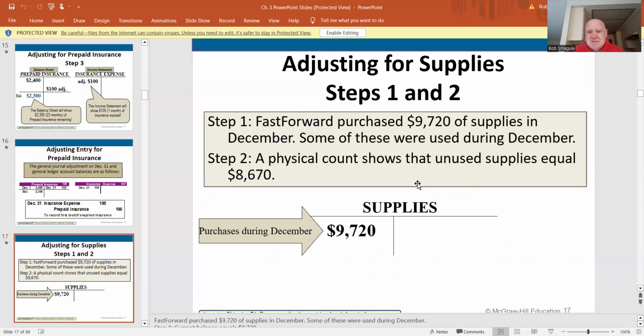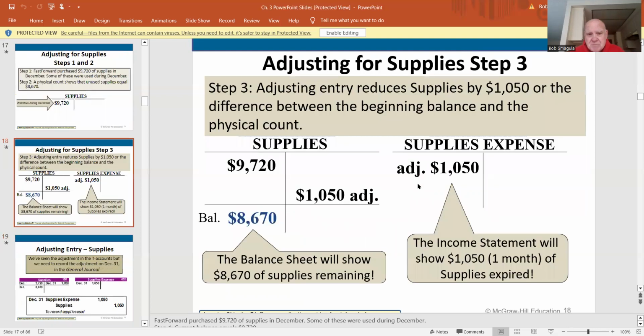Adjusting for supplies. It's the same exact thing. We bought $9,720 worth of supplies in December, some of which were used during December. So we have to figure out what the expense is for December. And the way we do it, we're going to go out and count what's out there at the end of the month. We had 9,720. The physical count shows we still have 8,670. The difference between those two numbers is $1,050.